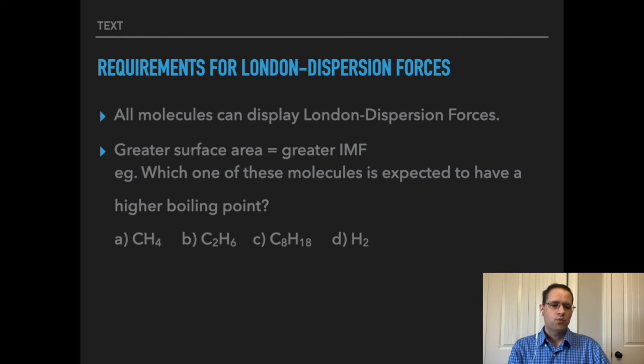This next question says, which one of these molecules is expected to have a higher boiling point? Now keep in mind the larger surface area is going to have a higher intermolecular force, and that corresponds with a higher boiling point. Okay, so if we look at these molecules, CH4, C2H6, C8H18, and H2, C8H18, that's octane or gasoline, by the way, has 8 carbon atoms and 18 hydrogen atoms. So that's going to be a rather big molecule with a large amount of surface area that can stick or grab on to other molecules. Okay, so C8H18, choice C, is going to have the highest boiling point. Which one of those do you think would have the lowest boiling point?